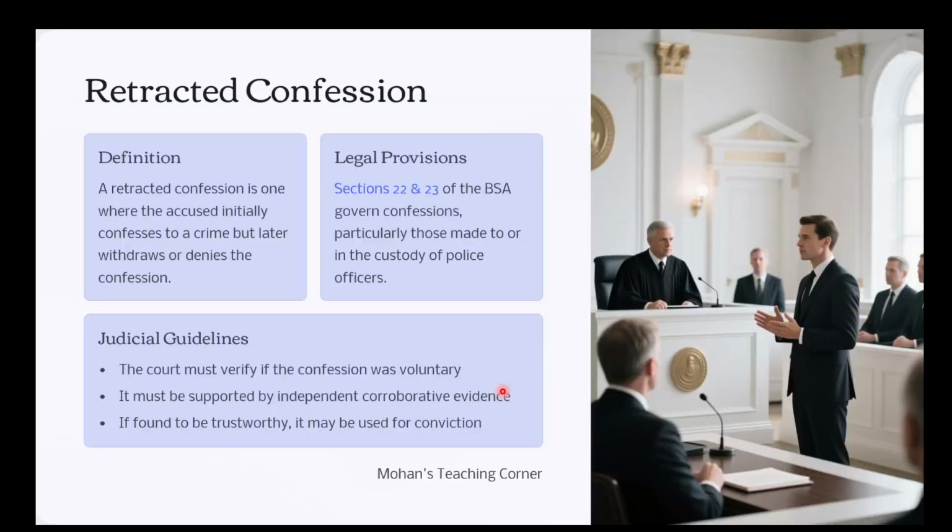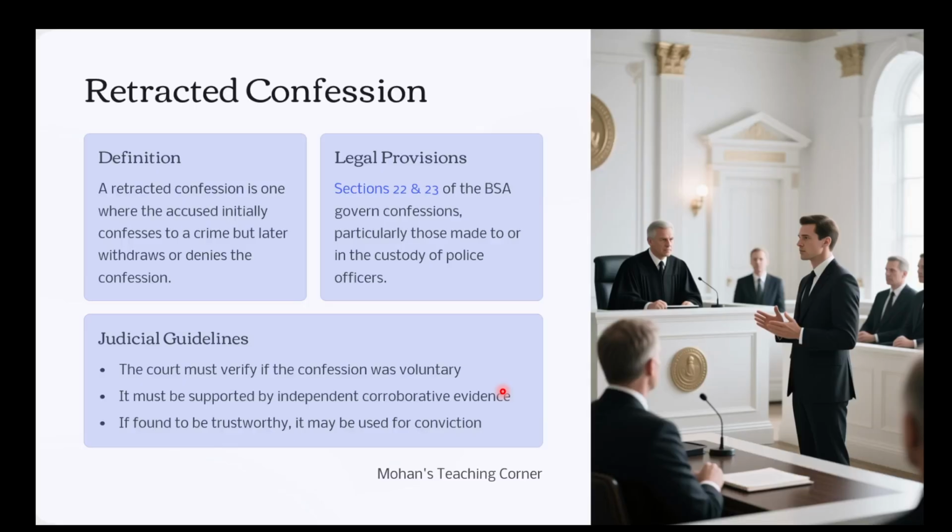Then retracted confession. Let us discuss what a retracted confession is. The definition: a retracted confession is one where the accused initially confesses to a crime but later withdraws or denies the confession. So firstly he confesses the crime but later withdraws due to some force, some political influence. That is called a retracted confession.